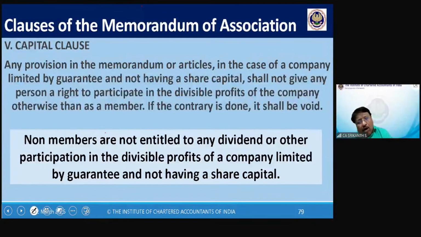The capital, see, all these clauses in the memorandum, we'll be seeing shortly. All these clauses in the memorandum can be amended. Yeah, in the case of a company limited by guarantee not having share capital, as Bhumika says, only a membership fee will be paid. Correct.